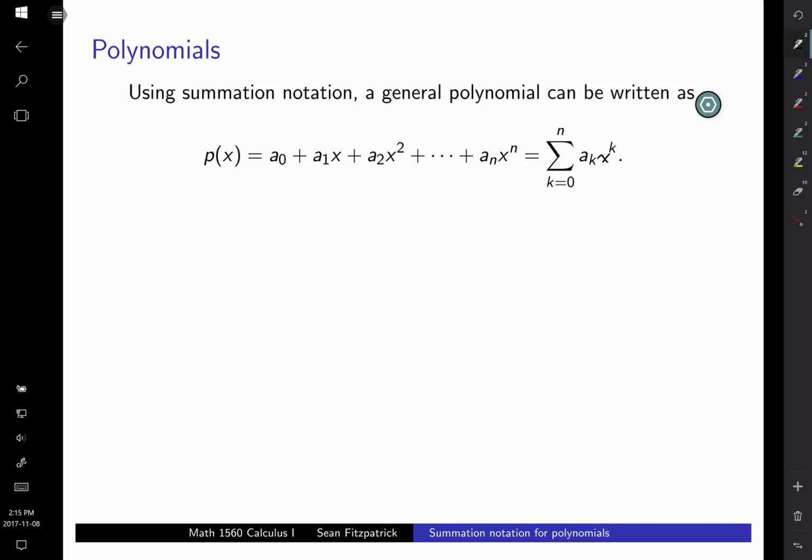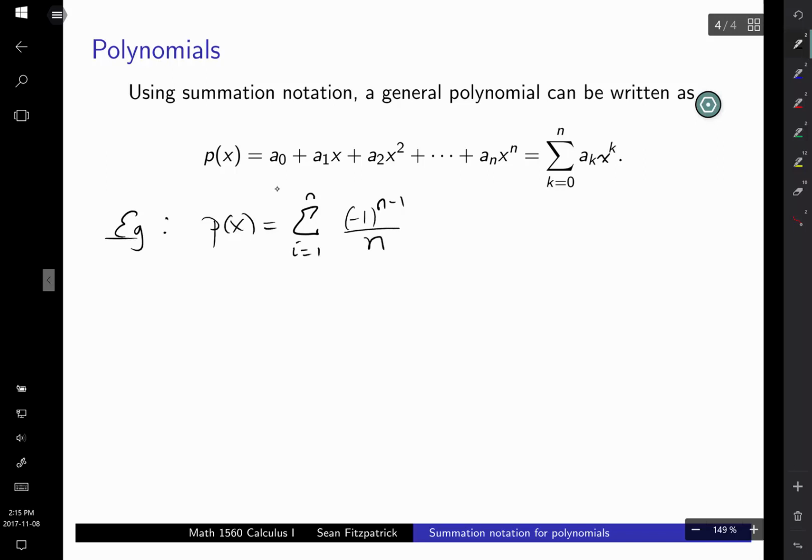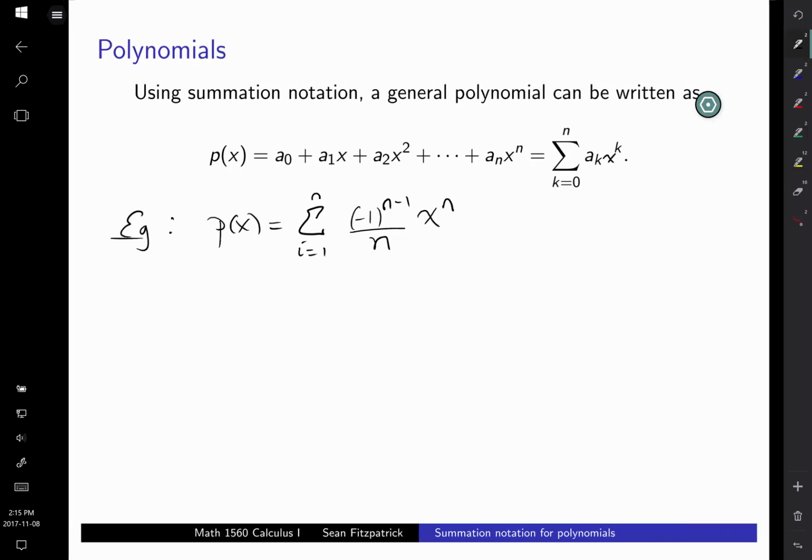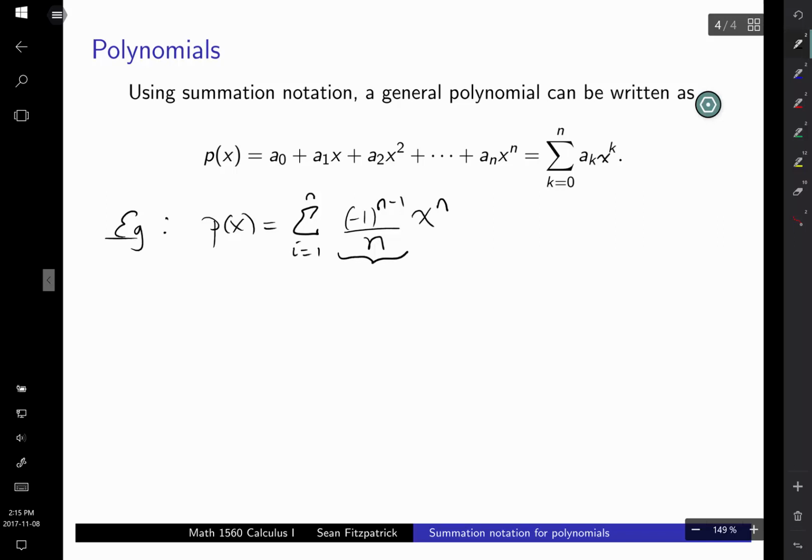But, you know, here's an example that we're going to see pretty soon. We might see something like this. P of x is going to be the sum, i going from 1 up to n, of minus 1 to the n minus 1 over n times x to the n. Okay, so there's a summation we could do. So this guy here, I should not use n in two different places. Let's fix that up. Instead of n, let's use k, just like we did above. Okay. So this is my a sub k, this number here. There's my power of x, right, x to the k.